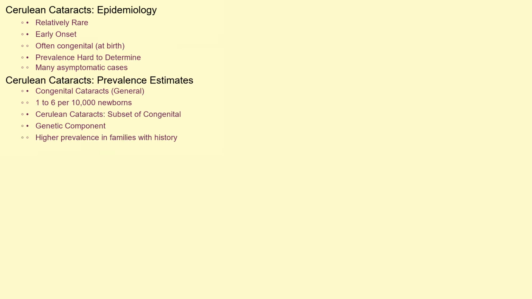Epidemiologically, cerulean cataracts are relatively rare compared to age-related cataracts. They often present early in life, sometimes even at birth, classifying them as congenital cataracts. Because many cases are asymptomatic, determining the exact prevalence is challenging.